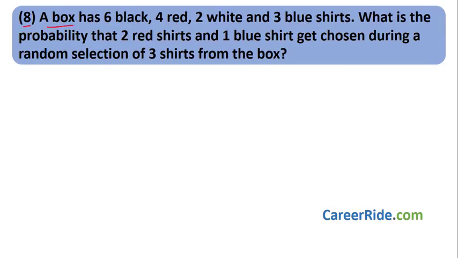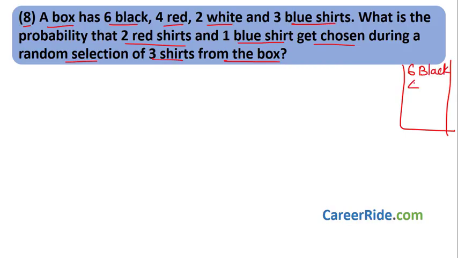Question number 8. A box has 6 black, 4 red, 2 white and 3 blue shirts. What is the probability that 2 red shirts and 1 blue shirt get chosen during a random selection of 3 shirts from the box? Again, pretty easy. Let us write over here. There are 6 black shirts, 4 red shirts, 2 white shirts and 3 blue shirts. Total number of shirts are 15, so total possibilities are 15.